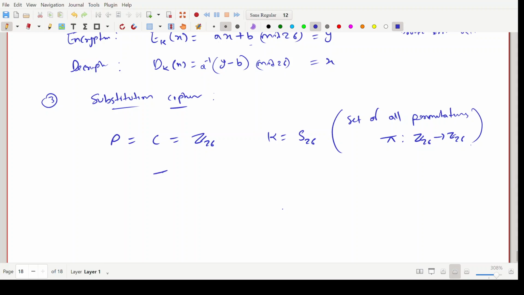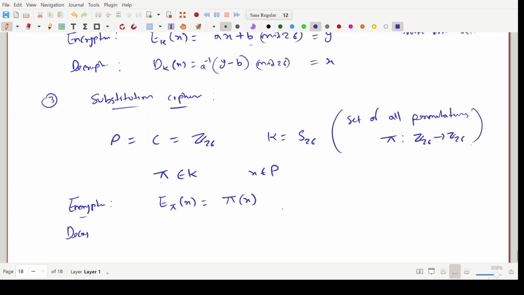So here pi, let me take pi, which belongs to the key space. X is my plain text. Okay, and how do you encrypt? Encryption is easy. What you are going to do, e of pi is my key, so I'm going to write e of pi of x. This is equal to pi of x.